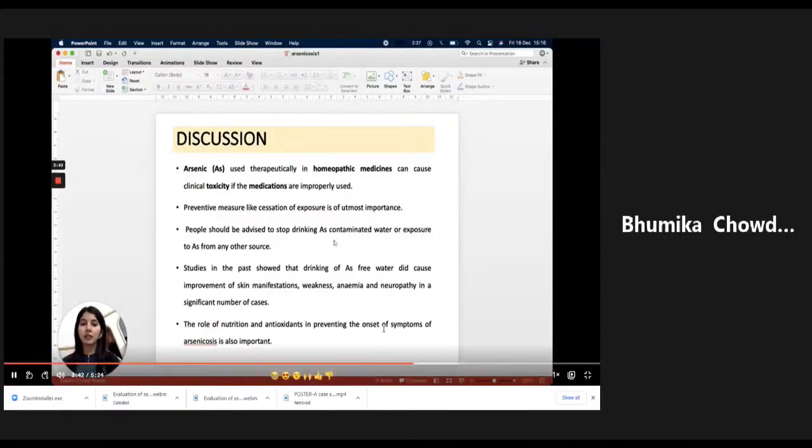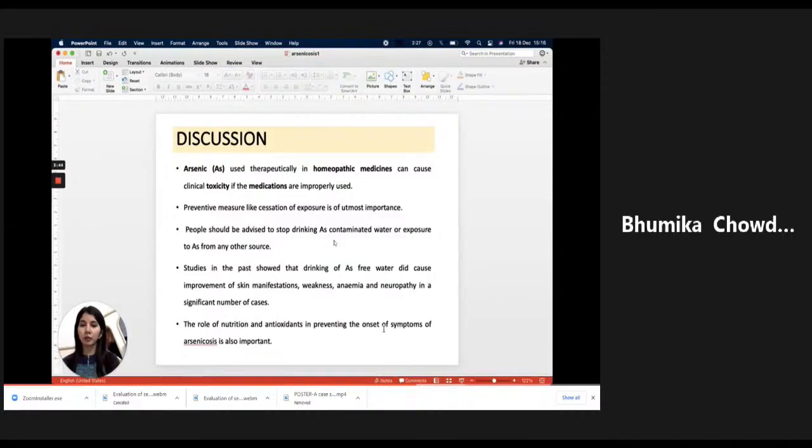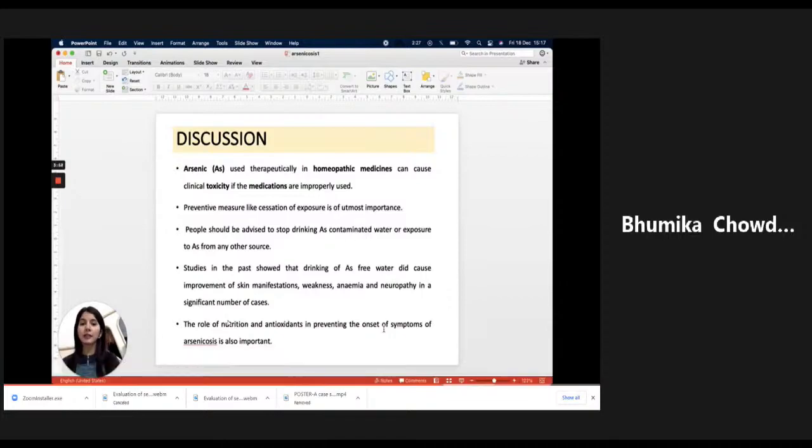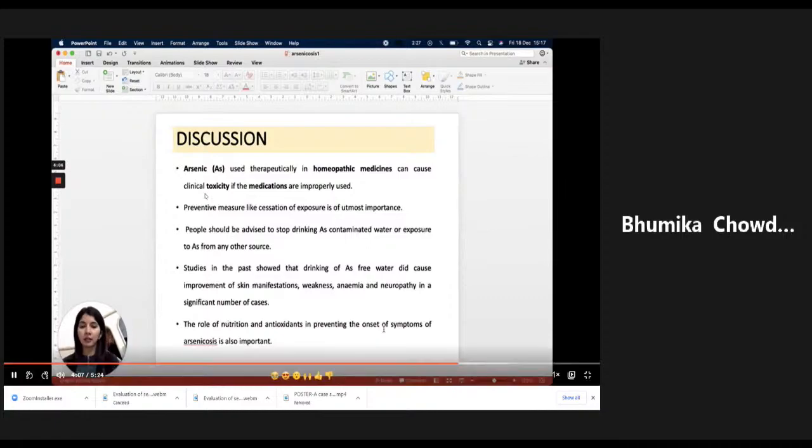Arsenic used therapeutically in homeopathic medicines can cause clinical toxicity if the medications are improperly used. So, preventive measures like cessation of exposure is of utmost importance. Patients should be advised to stop drinking arsenic contaminated water, and it itself helps in regression or improvement of skin manifestations, weakness, anemia, neuropathy. The role of nutrition and antioxidants in preventing the onset of symptoms of arsenicosis is also important.